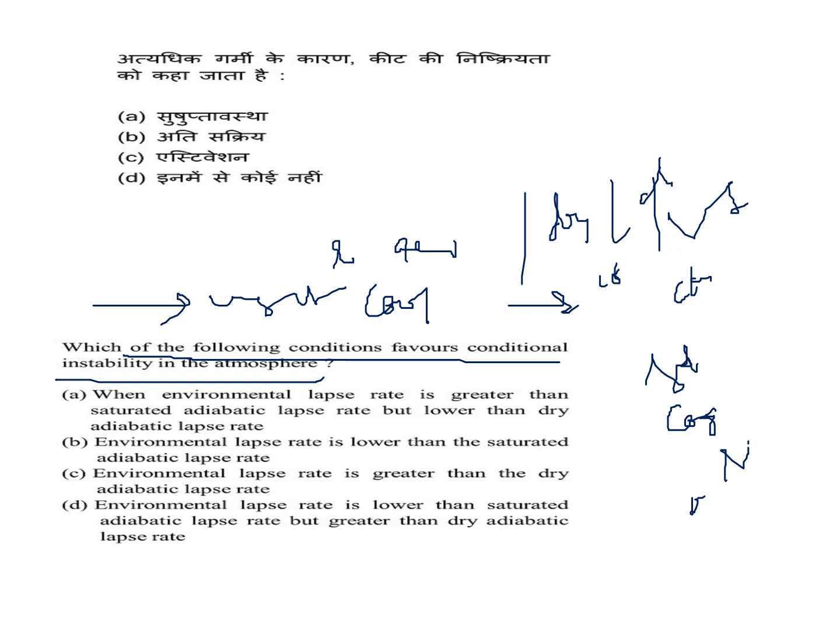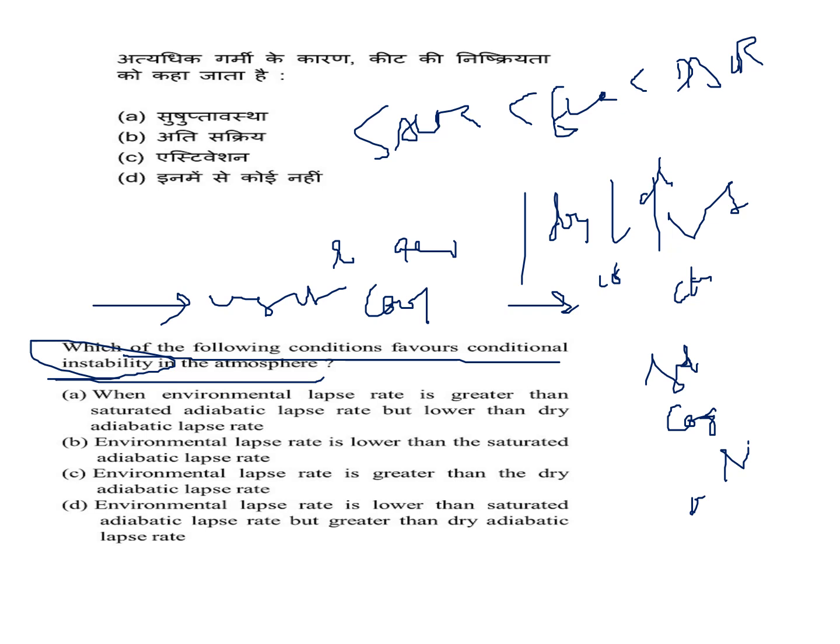For conditional instability to occur, what should be the condition? The saturated adiabatic lapse rate should be less than the ELR, and the ELR should be less than the dry adiabatic lapse rate. ELR stands for environmental lapse rate.